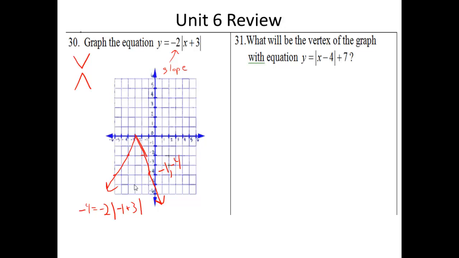Number 31. What will be the vertex of the graph with the equation y equals the absolute value of x minus 4 plus 7? Now again, when it's inside the absolute value bars, we need to take the opposite. So our vertex is going to be at point 4, comma 7.